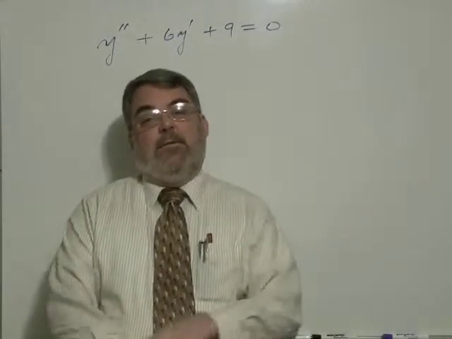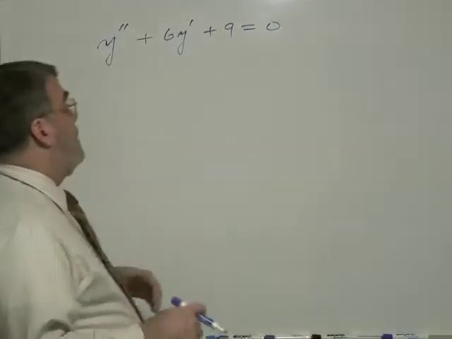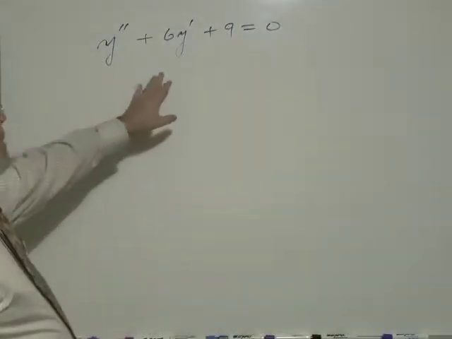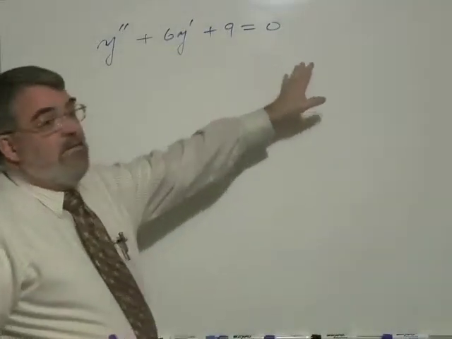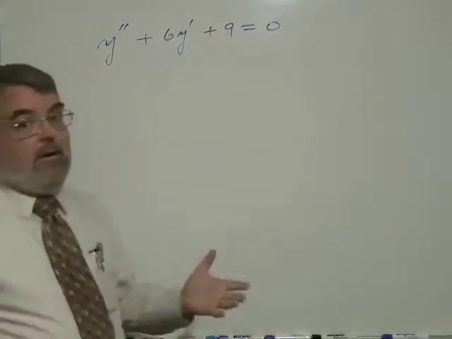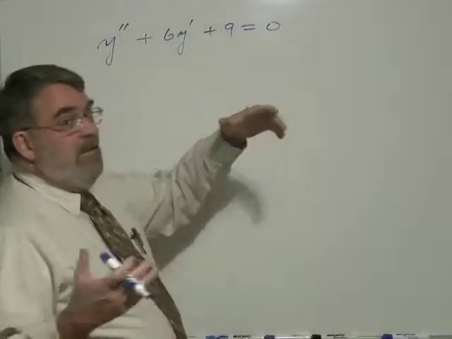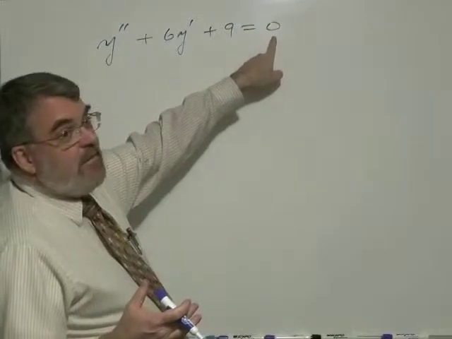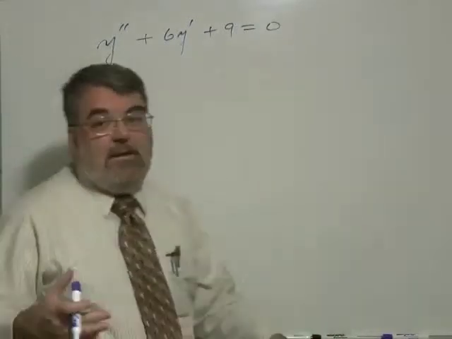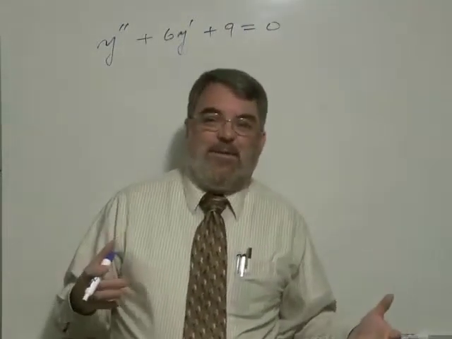Here's another second order homogeneous equation, constant coefficients. y double prime plus 6y prime plus 9y equals 0. Now, later on, it'll get a little more exciting when we start putting functions over here on the right side and they turn into non-homogeneous equations.